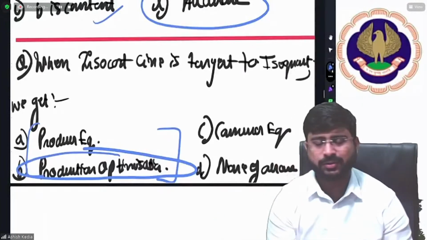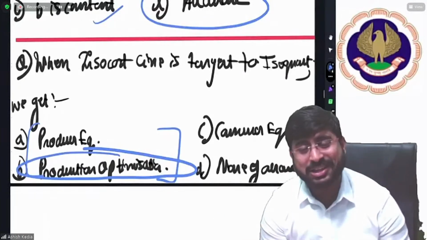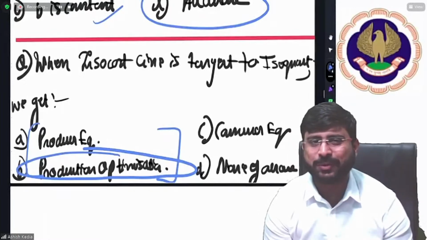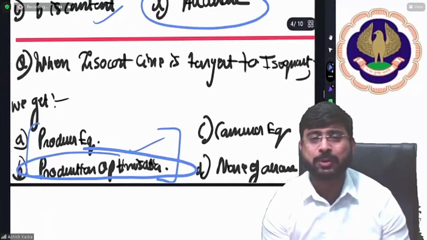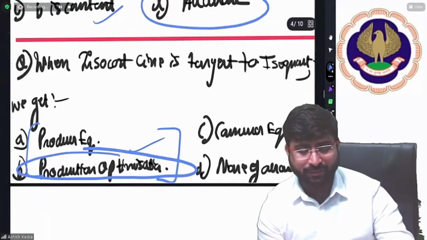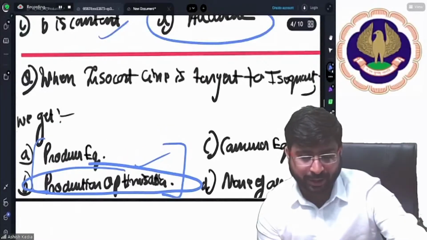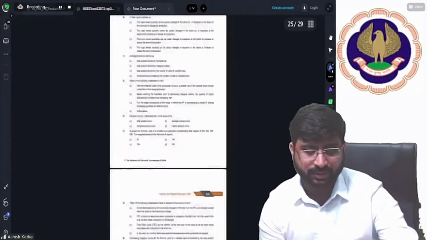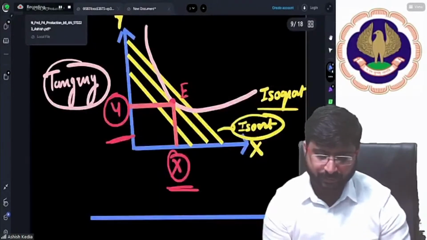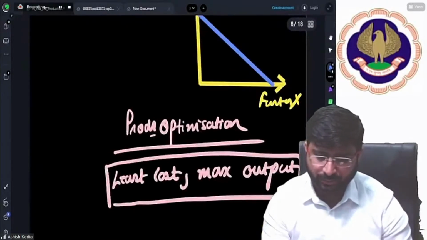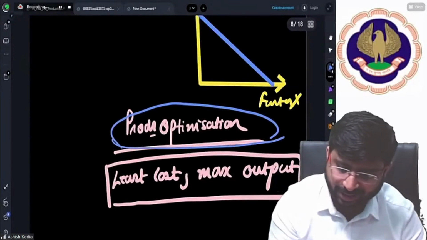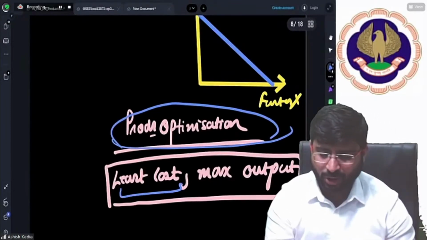Okay, so it's not the equilibrium. That's why I gave you this, to test whether you answer equilibrium or not. It will give you production optimization. We have discussed this. In fact, I will show you my notes as well. If you see production optimization, we had written it: least cost, max output.